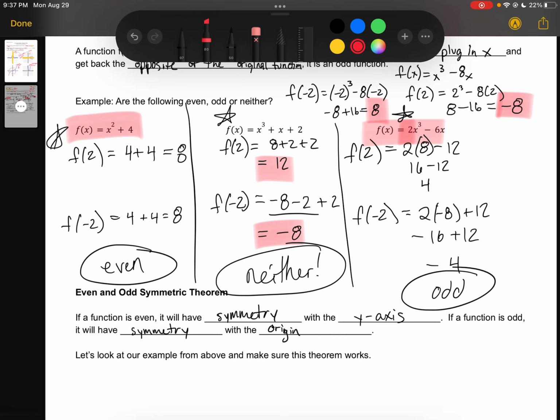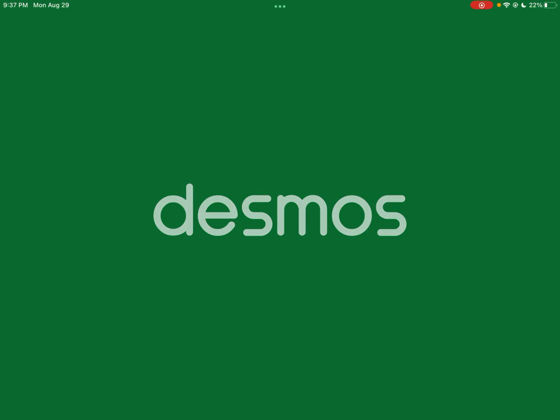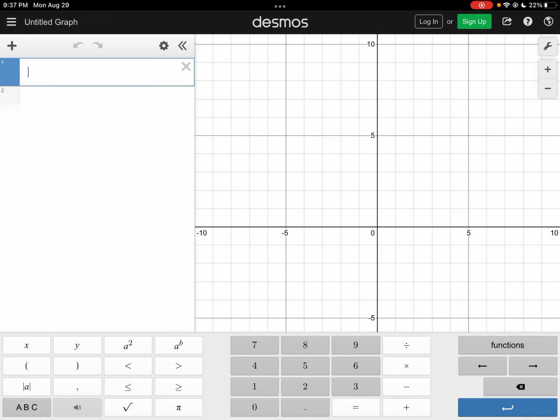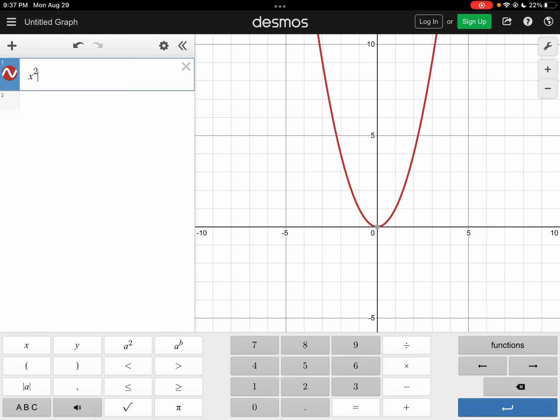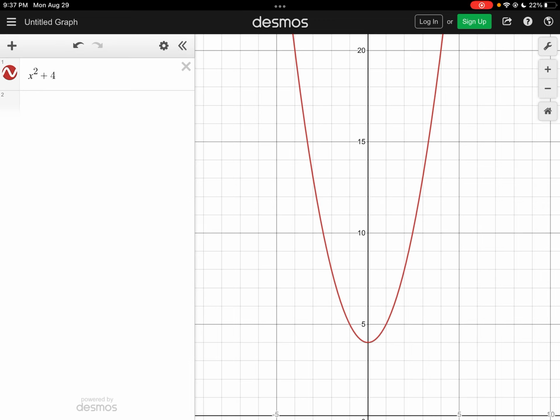So hopefully the iPad screen recording keeps working for us here as I pull open my new app. Very fancy. Desmos is free, by the way, as an app. So if you have an iPad or phone even, this will work for you if you don't have a graphing calculator at home. X squared plus 4 is our first function. And what our theorem just told us is, if we know that this one is an even function, it should have symmetry with the y-axis.